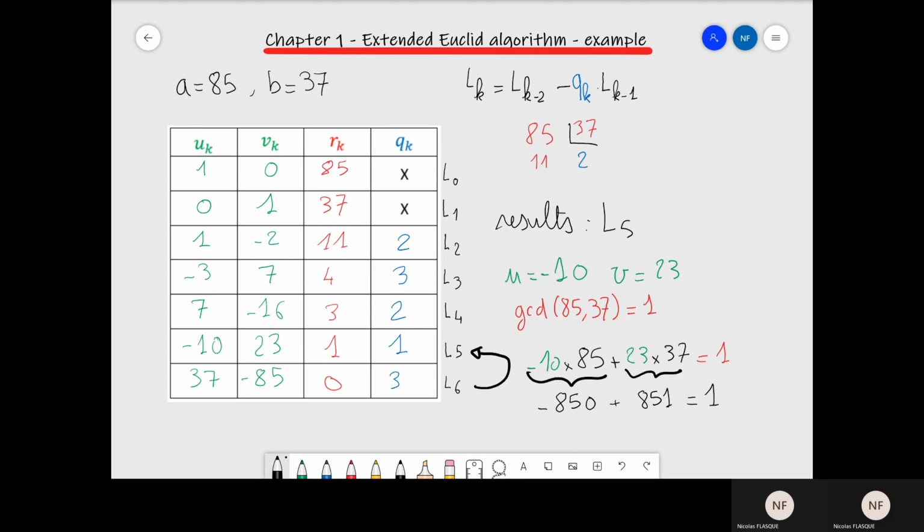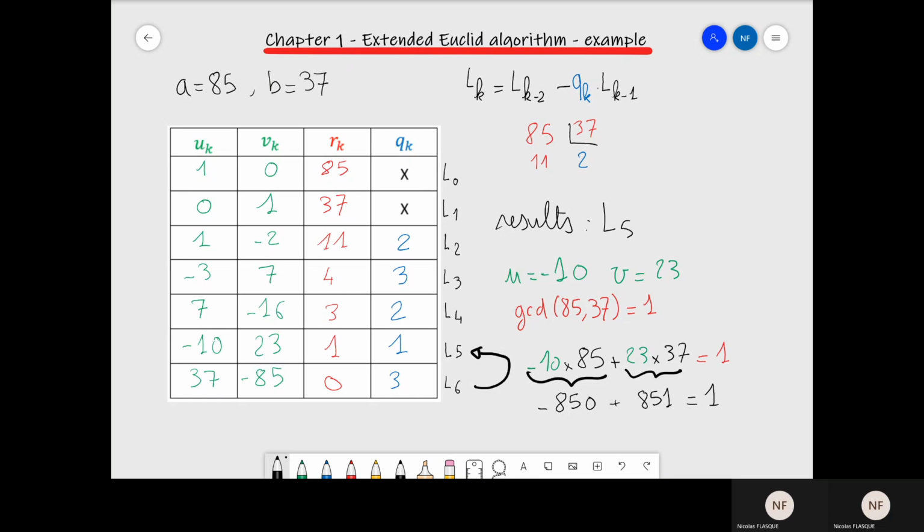You can also note that in the Uk and Vk columns, always apart from the first two lines, the sign of the coefficient is switching from one line to another. So for example, in the U column, you have from line 2 positive, negative, positive, negative, positive, and same thing for V. So if at any moment you have in the Uk columns two coefficients that are both positive or both negative on two following lines, then the calculation has gone wrong.